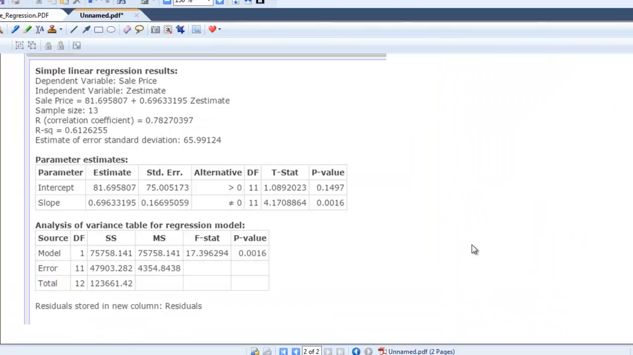In the StatCrunch output, there's lots of stuff going on here. First off, there is your least squares regression line: y hat equals 0.6963x plus 81.6958. There's your correlation coefficient, 0.783. There's your coefficient of determination, r squared, 61.3%.